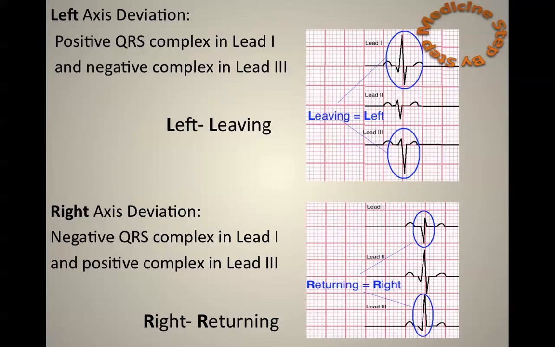A simple way to remember this is in left axis deviation, it looks as though the complexes are leaving from the middle, and so is left axis deviation. In right axis deviation, the complexes look like they are returning.